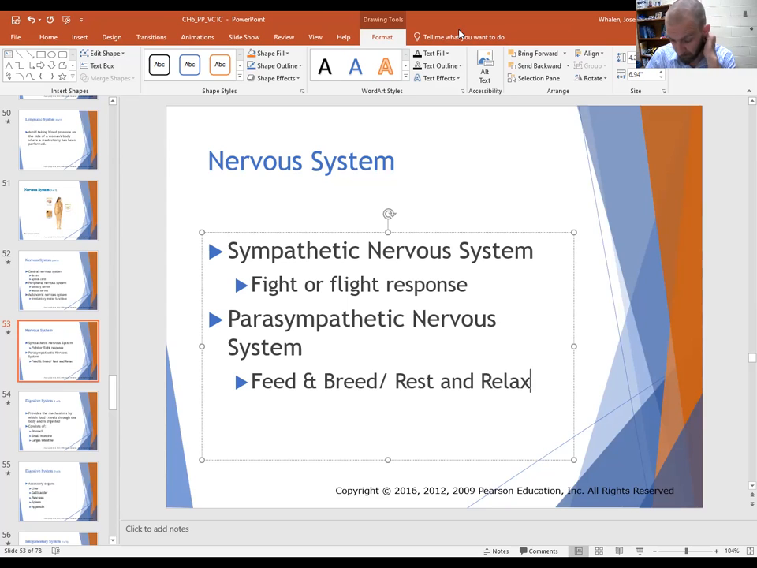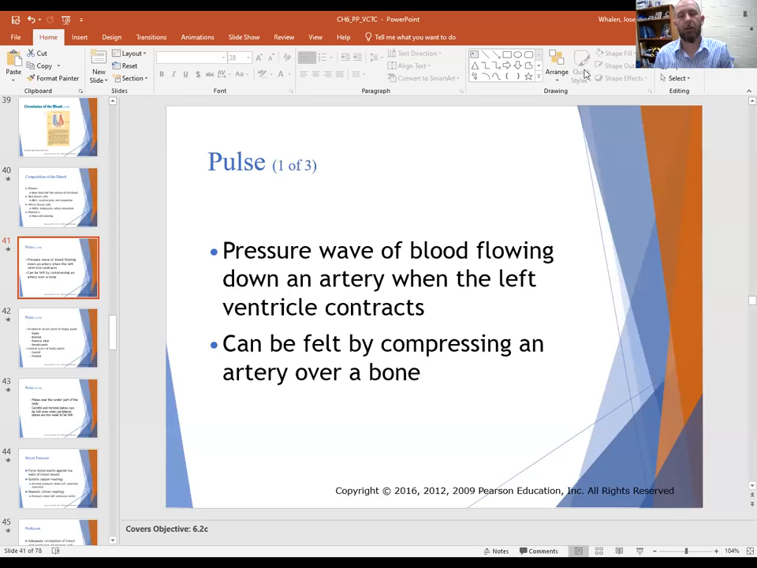All right, so next we are going to talk about arteries and pulses. Just in general, a pulse is that wave of pressure when the left ventricle squeezes and pushes blood out to the body throughout the arteries. There's a pressure wave coming, and we can feel that pressure wave when we palpate, touch, press down over top of an artery, and we press it down next to a harder structure.